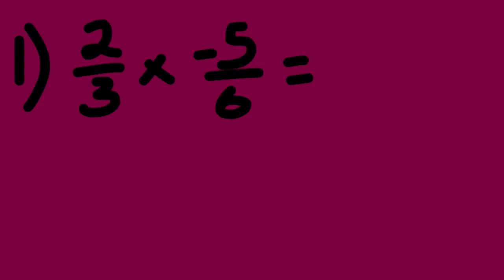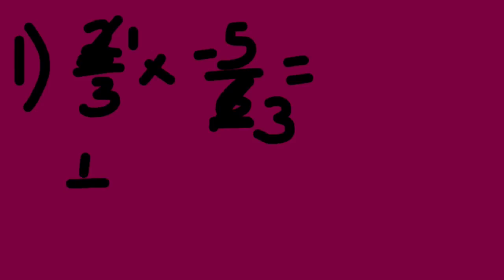I'm looking at these two fractions, 2 over 3 times negative 5 over 6. What I see here is that 2 and 6 are multiples of 2, so I can cancel the 2. 2 divided by 2 is 1, and 6 divided by 2 is 3. Then I have the fraction rewritten as 1 over 3 times negative 5 over 3.